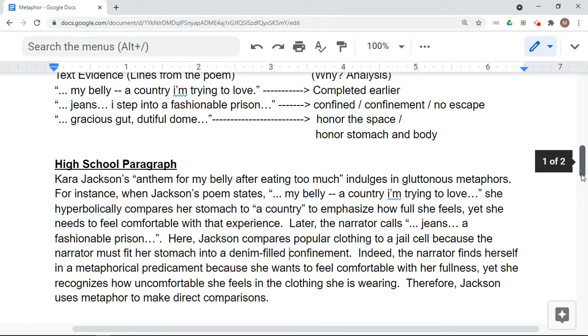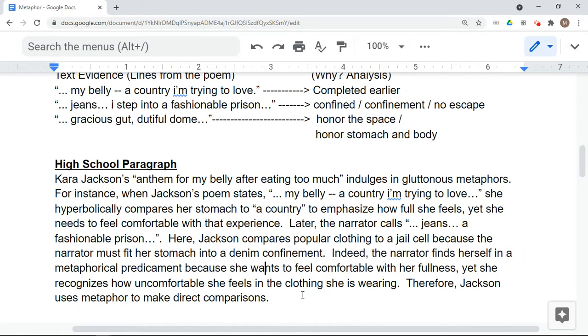Okay, but then it says into a fashionable prison. So here Jackson compares popular clothing to a jail cell because the narrator must fit her stomach into a denim-filled confinement. I'm going to go with that, and then we can always change that up, because you could also just say into a denim confinement, and that could work because I've got denim as an adjective, confinement as the noun. Indeed, the narrator finds herself in, and then I've got gracious gut and dutiful dome.